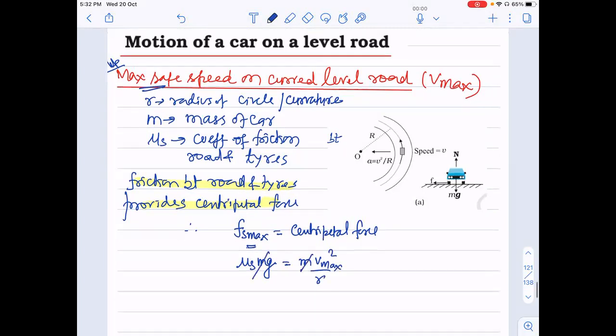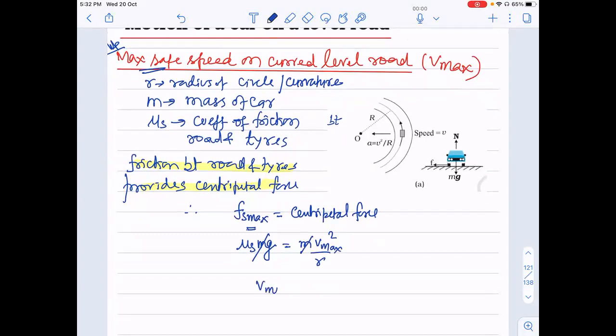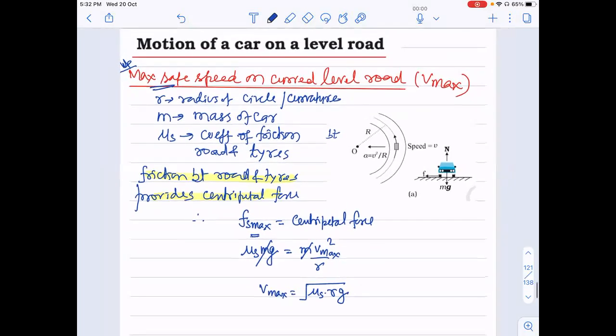The speed will go, v max will be how much? Maximum safe speed will be root of μs r g, we cross multiply. So this is the brief derivation, which is very important. Derivation may be asked in your subjective papers.